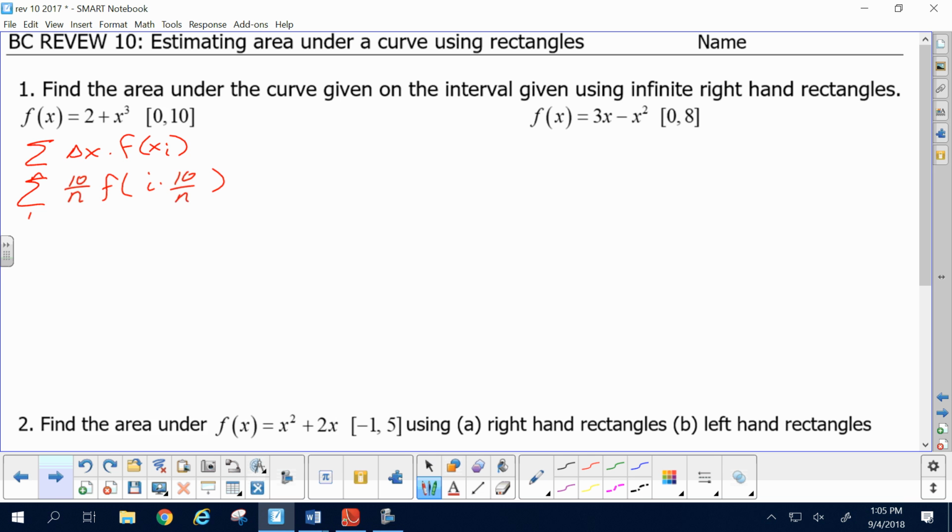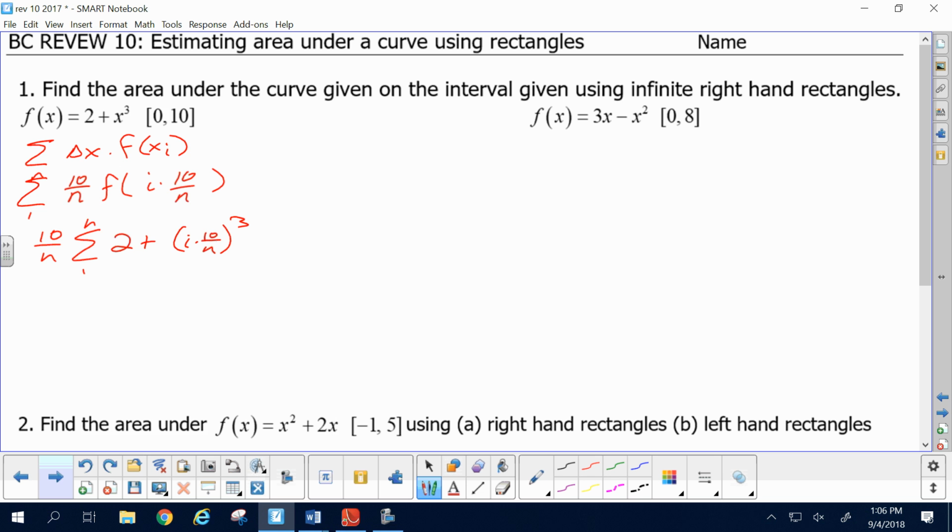All right, now we're going to start to do a lot of cleanup. I could start by bringing the 10 over n out front of the summation. And I could also plug in the function itself. For this problem, it's 2 plus blank cubed, and inside that blank is the x of some number of i 10 over n. Sweet.